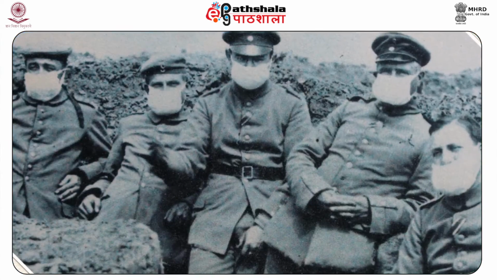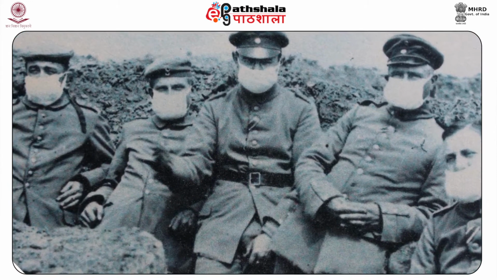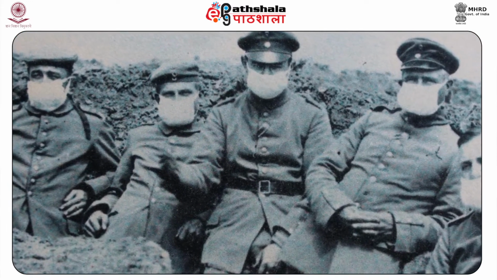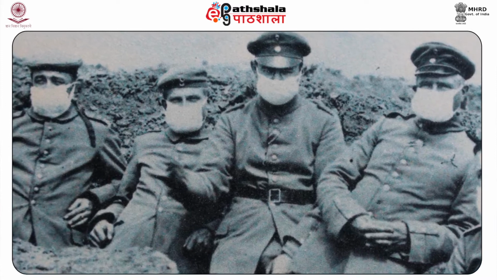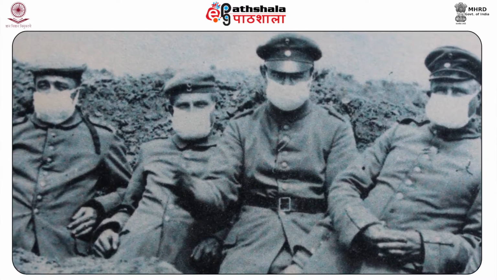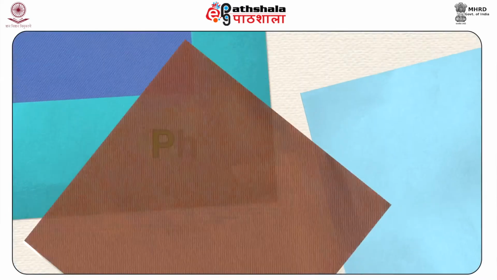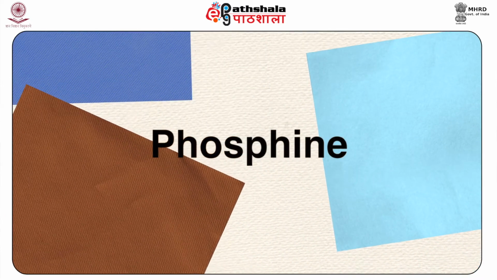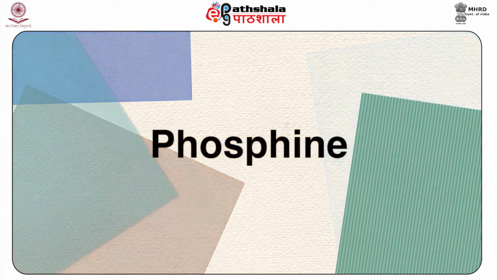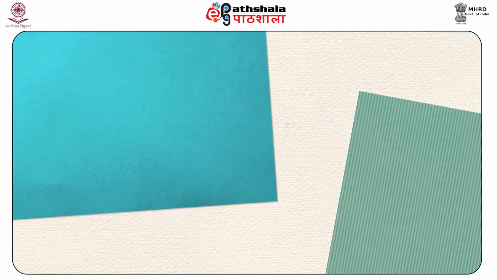Phosgene was used as part of chemical warfare during World War I. Prepared for the first time in 1812, phosgene has a large-scale presence in World War I as an asphyxiant war gas. Eighth is phosphine. Lethal concentration 50 is 20 parts per million.